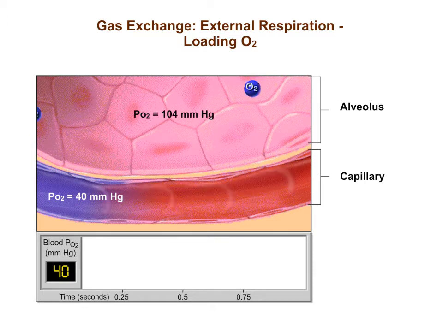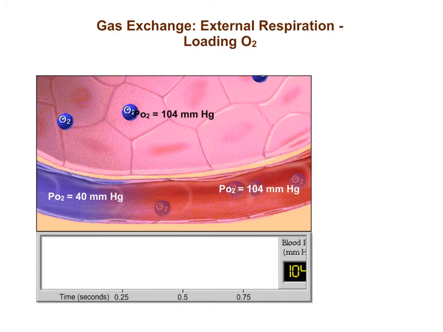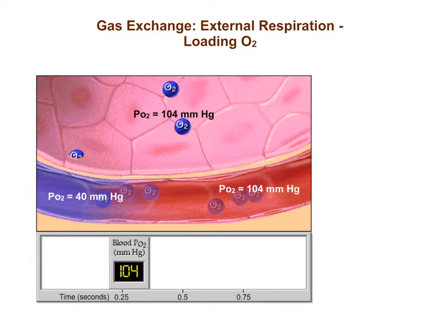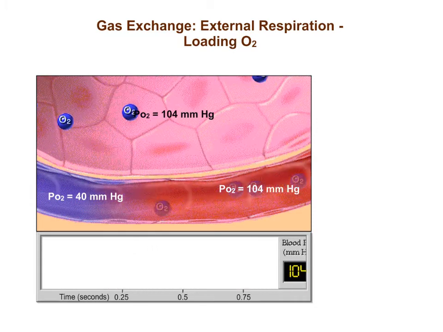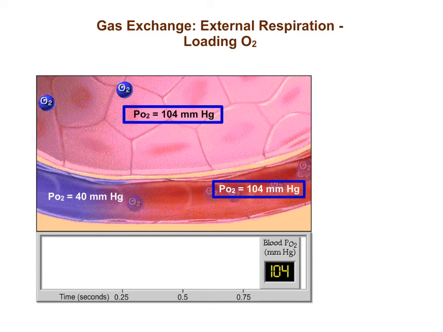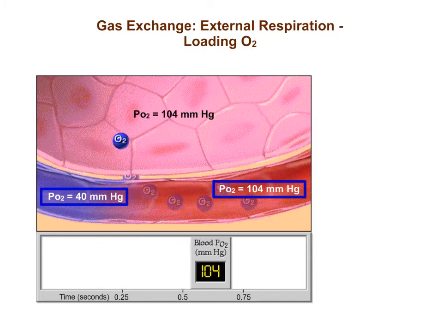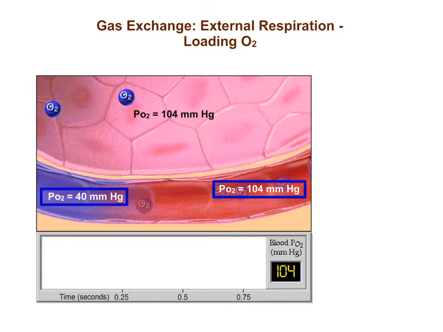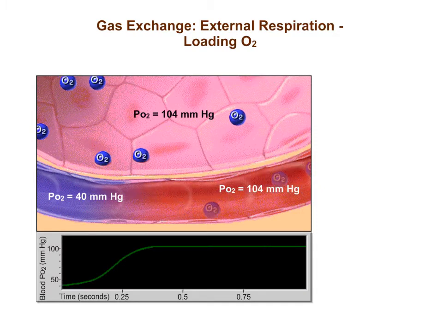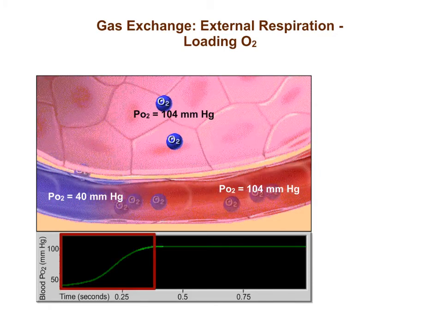Now, watch the PO2 increase as blood flows past the alveolus. Notice that there is a net diffusion of oxygen along its partial pressure gradient from the alveolus into the blood until equilibrium is reached. The PO2 of the oxygen-rich blood has increased to 104 millimeters of mercury. Let's look at a graph of these changes in the blood. As indicated in the graph, equilibrium is reached rapidly within the first third of a pulmonary capillary.